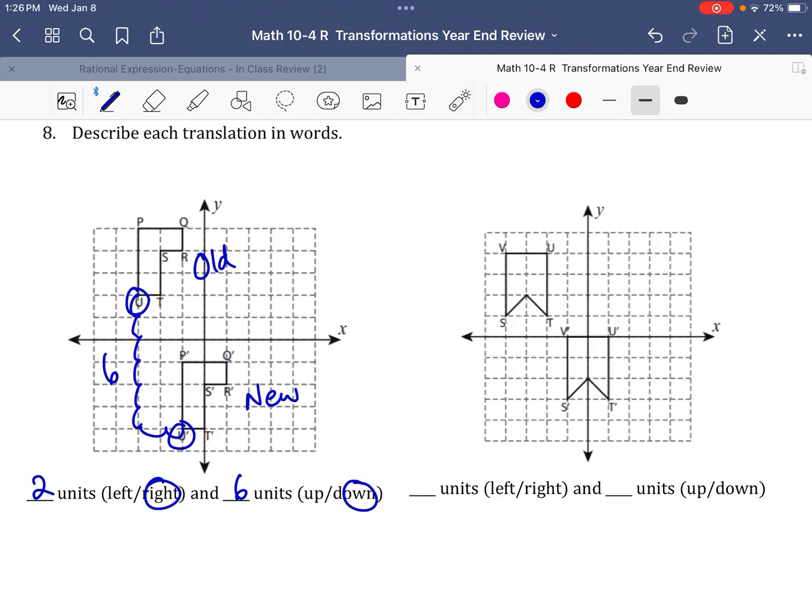Okay, let's pick another one. Let's go from S to S prime. So we're going to go 1, 2, 3, 4 units down, 4 units down, and 1, 2, 3 units right. So that's our translation in words. We're just saying it's going right or left or up or down. That's it.